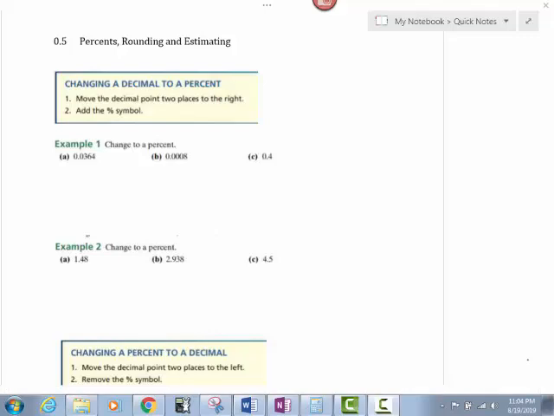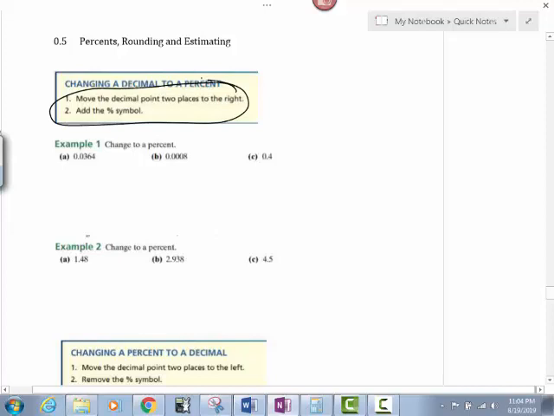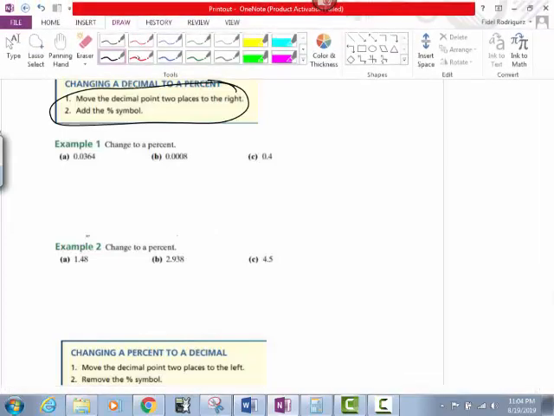All right, section 0.5 is percents, rounding, and estimating. So the first thing we're going to do here, we're going to talk about how do we change a decimal to a percent. Okay, so just 2 steps, and it says move the decimal point 2 spaces to the right, add the percent symbol. Okay, so that seems simple enough.